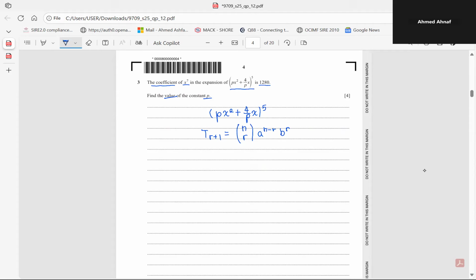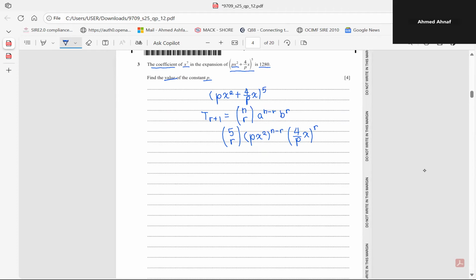Okay, now we're going to substitute our n. So here our n is clearly 5 and our r is unknown. And a would be the first term in here, so basically px squared to the power of n minus r. And then b is 4 over px to the power of r.